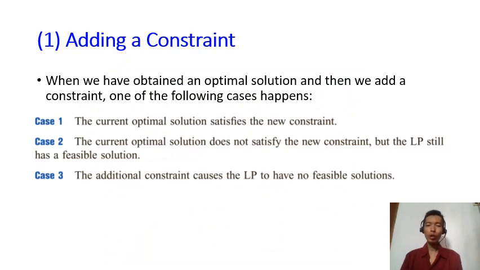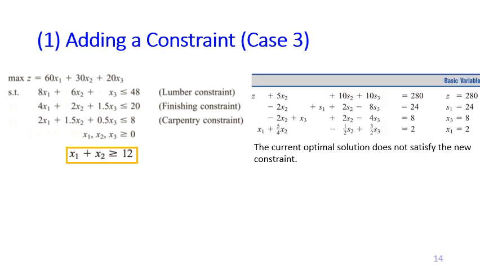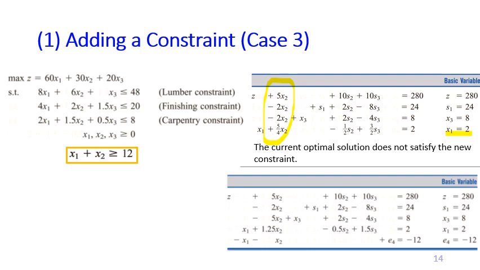Now in the third case, we are going to add a constraint, but when we add that constraint, the linear programming problem becomes infeasible. So here we are adding a constraint saying that x1 plus x2 must be greater than or equal to 12. The old optimal solution does not satisfy this new constraint because x1 equals 2 and x2 equals 0, because it is a non-basic variable. So what we need to do, same as before, is append the new constraint to the old optimal table.